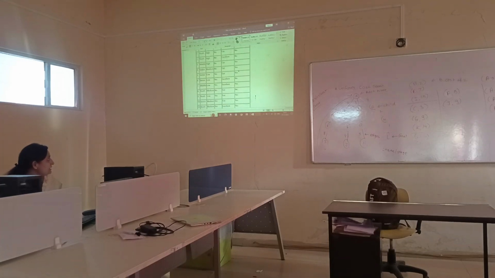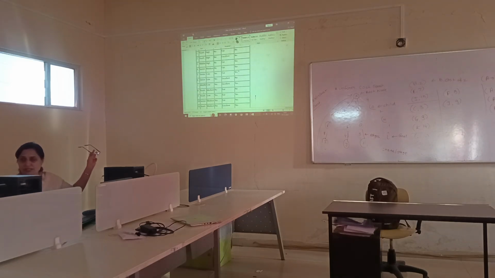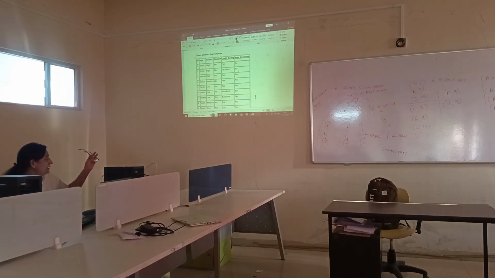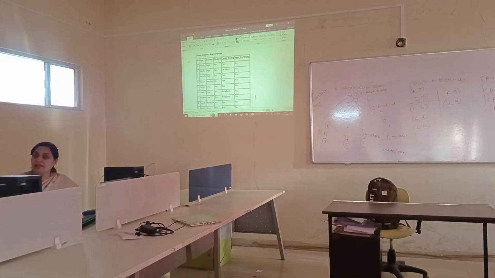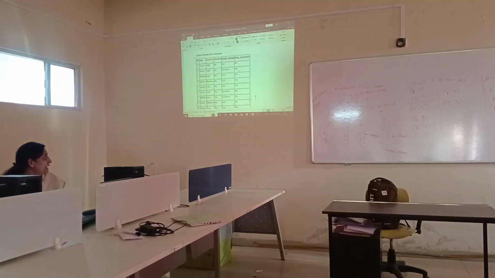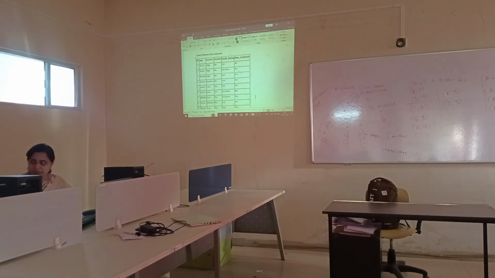In age, there are three types: youth, middle and senior. This type of data is called categorical data. Categorical data means input in the form of strings. Income also has three categories: high, medium and low. For student, yes or no, two categories. For credit rating, two categories: fair and excellent. And the output has two categories only, no and yes.